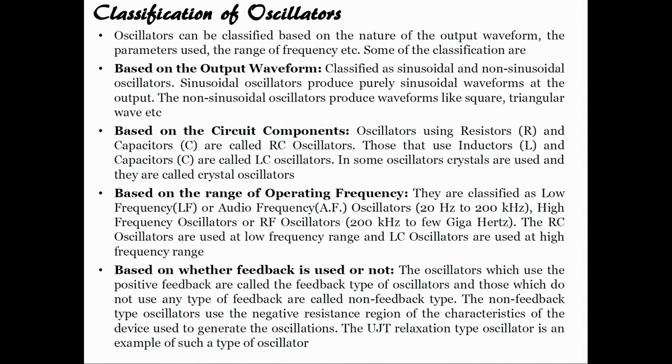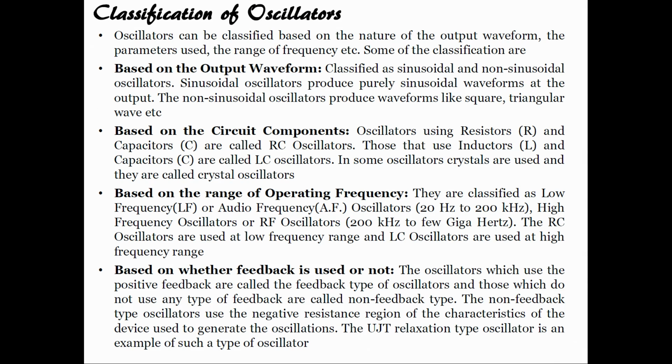Now, if you want to talk about oscillators, oscillators are classified into several categories: based on output waveform, based on circuit components, based on range of operating frequency, and based on whether feedback is used or not. These are 4 different classifications of oscillators, and we have seen this. Let us see once again. Based on waveform, they are classified as sinusoidal and non-sinusoidal. Sinusoidal oscillators produce a sinusoidal waveform, but non-sinusoidal oscillators produce square wave, triangle wave, etc.